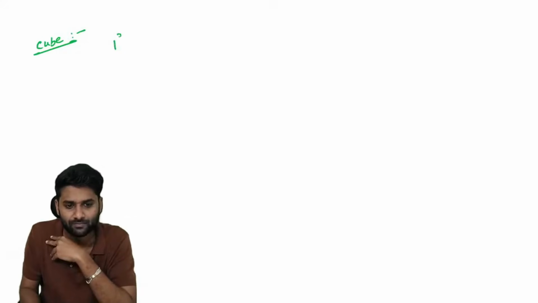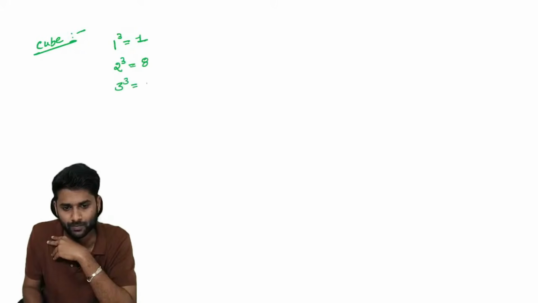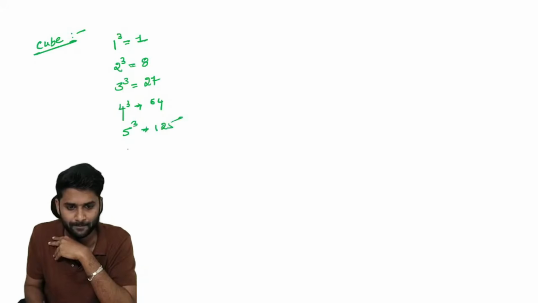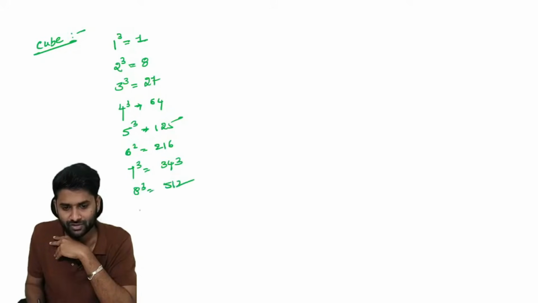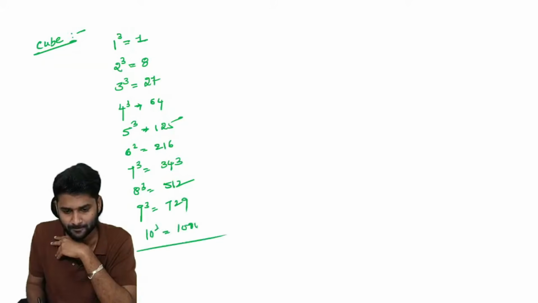See here the values. 1 cube, as you know, is 1. 2 cube, 8. 3 cube, 27. And 4 cube is 64. 5 cube is 125. 6 cube, 216. 7 cube is 343. 8 cube, 512. 9 cube, 729. And finally 10 cube is equal to 1000.